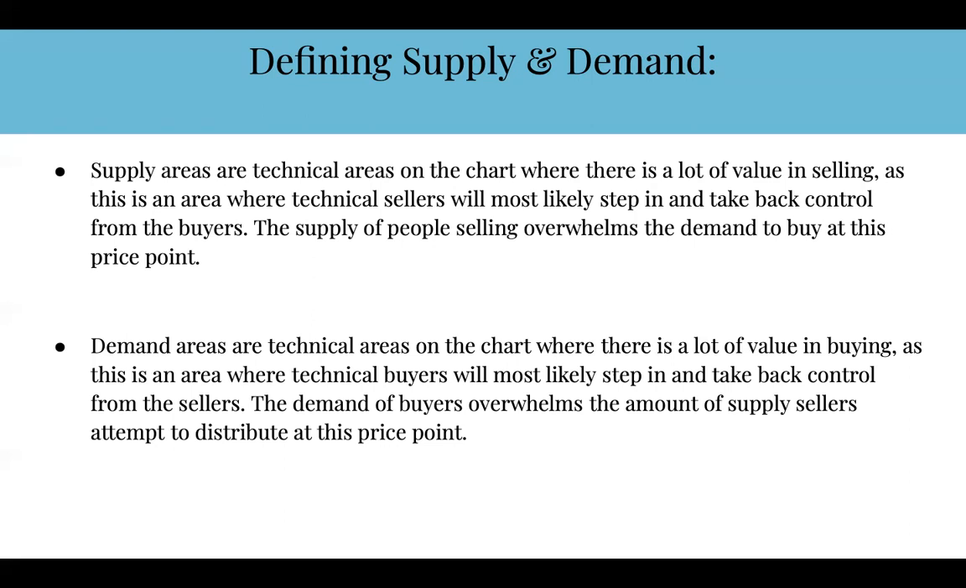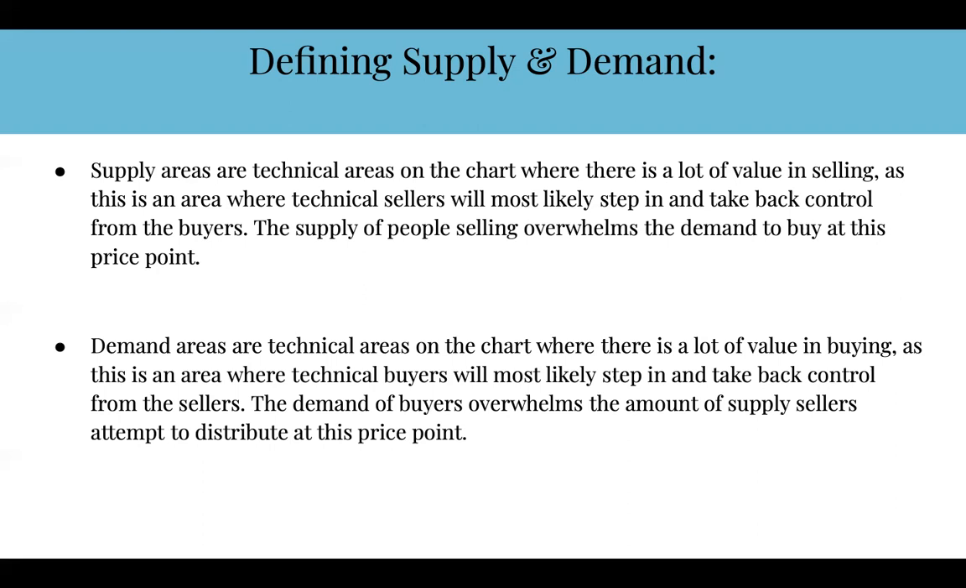So when we're looking at supply, what we're talking about is areas where, really, they're technical areas using moving averages and Bollinger Bands on our charts where there's a lot of value in selling, right? So these supply areas are areas where there is an influx of sellers and not enough demand from the buyers to keep progressing the price. So the supply of people selling basically overwhelms the demand of buyers at this price point, right?